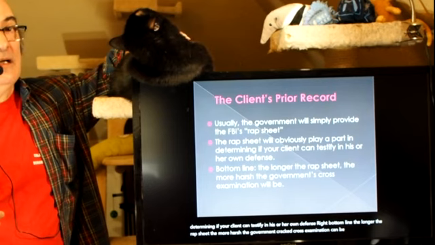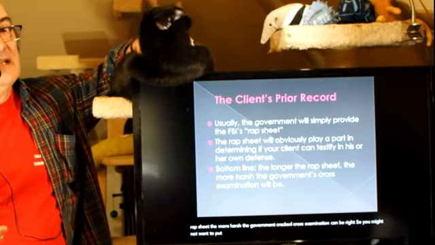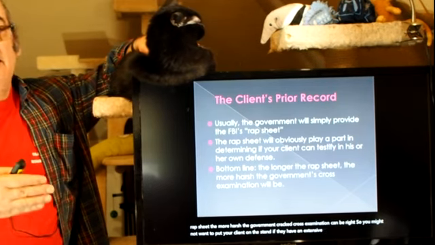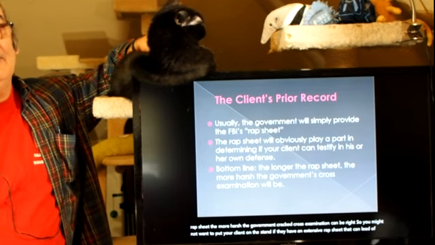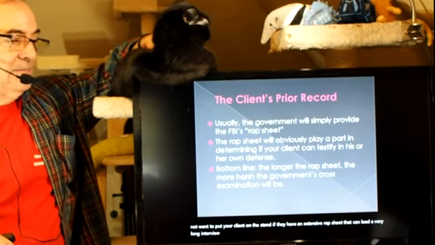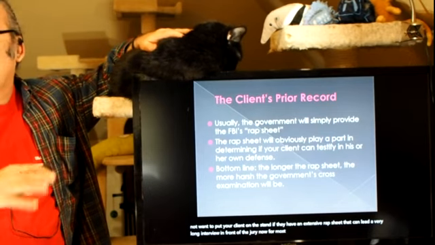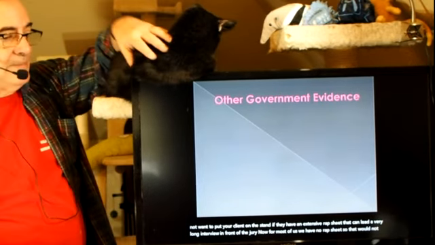So you might not want to put your client on the stand if they have an extensive rap sheet, that can lead to a very long interview in front of the jury, right? Now, for most of us, we have no rap sheet, so that would not apply. But now, other government evidence.